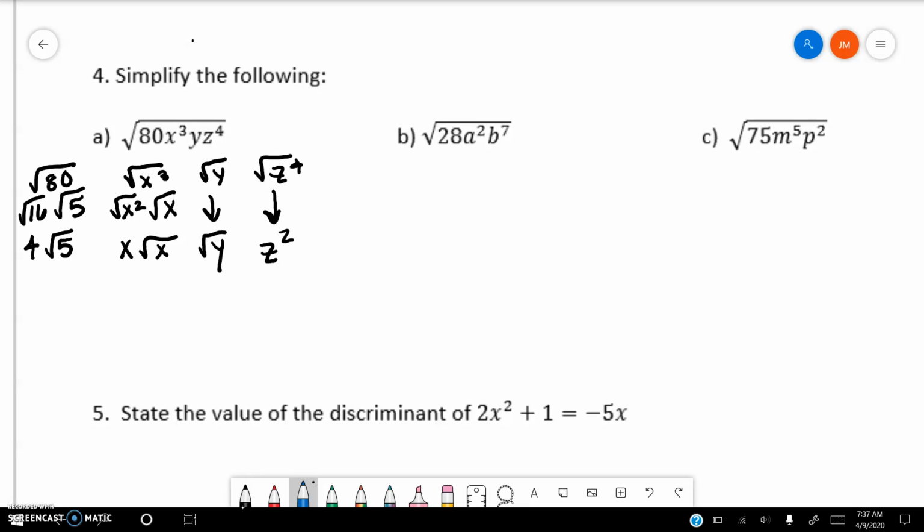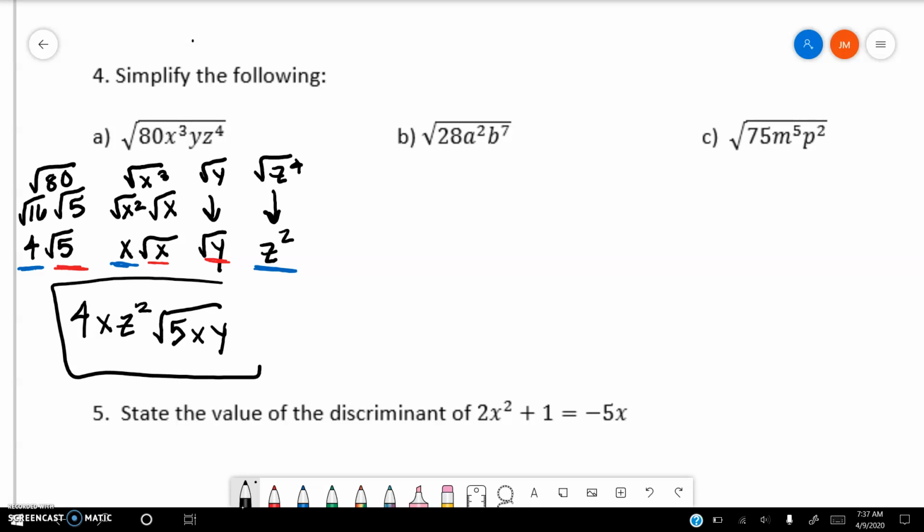So then for your answer, you want everything that's not under a square root to be written out in front. So we have 4x z squared. And then we want everything under a square root to be written under the square root. So we have 5xy. And this would be your answer.